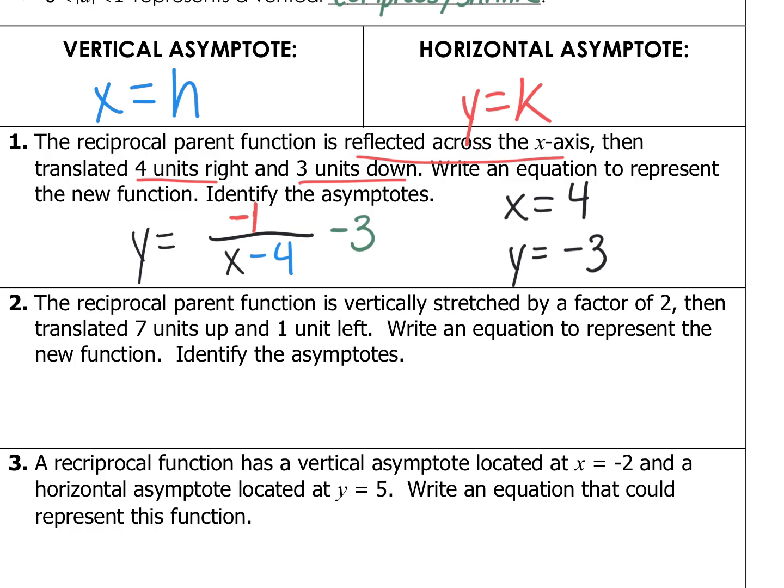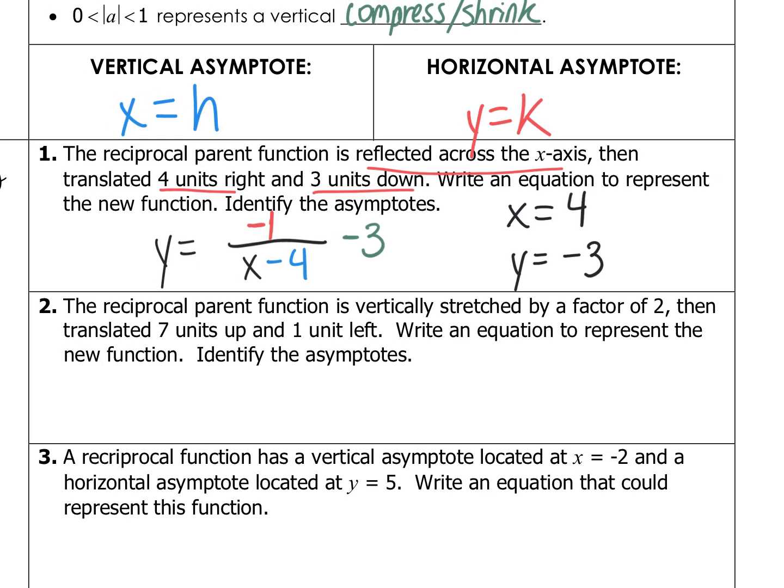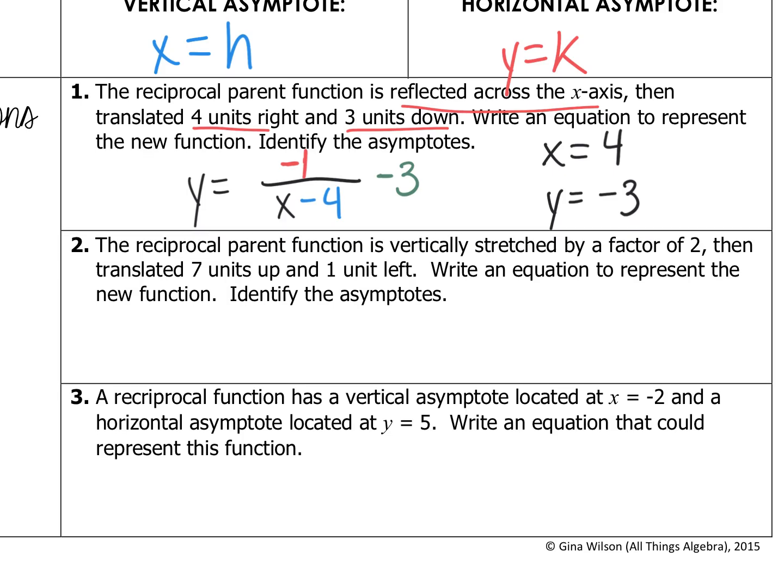Oh, so you flip the sign on H. You always flip it. It's always the opposite of what you think. Fun. I know, this is so much fun.